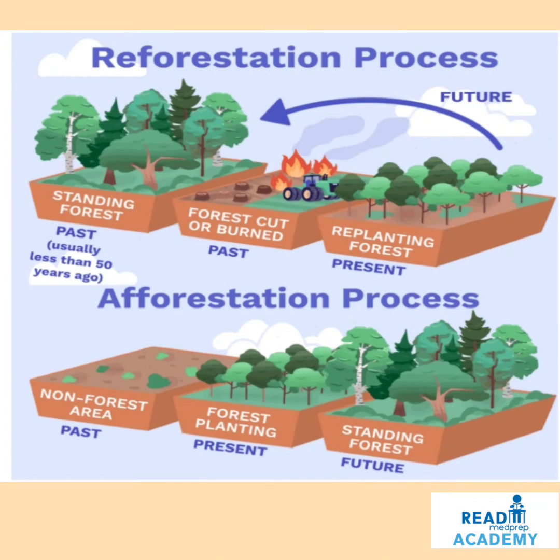Here you can see the reforestation process, where a forest already existed long ago, and this forest is destroyed or cut or burnt, and replanting of trees is done in the present so that the future will be good. This process is called the reforestation process. In the afforestation process, there is no existence of plants and it's a non-forest area, and forest planting is done to develop the forest, and in the future the standing forest occurs.